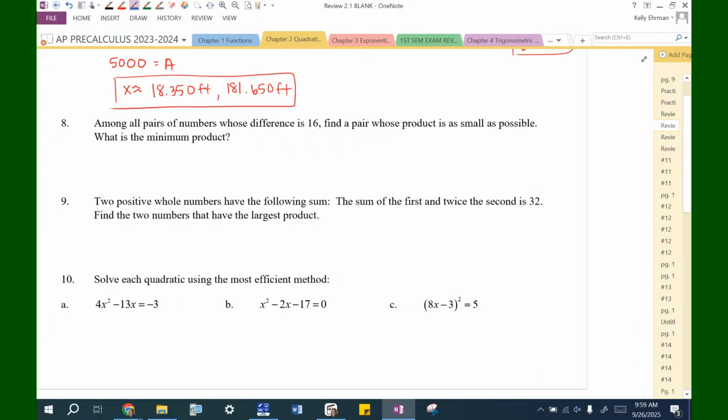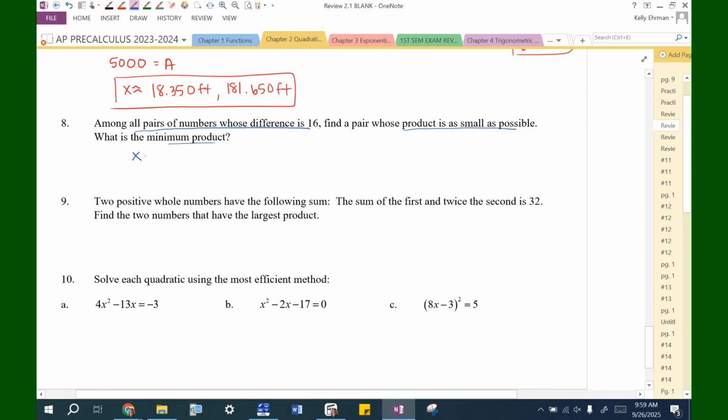We had a problem or two like this in our textbook homework on Thursday. Among all pairs of numbers whose difference is 16, find a pair whose product is as small as possible. What is the minimum product? This is just like fencing and area, I'm just not talking about fencing and area. I'm talking about all pairs of numbers whose difference is 16.